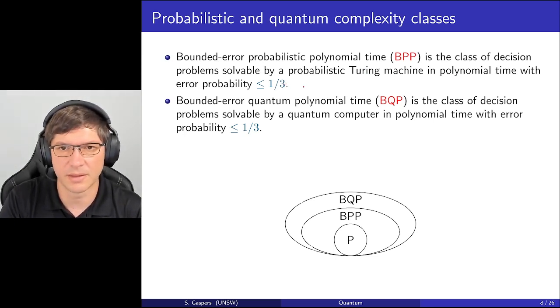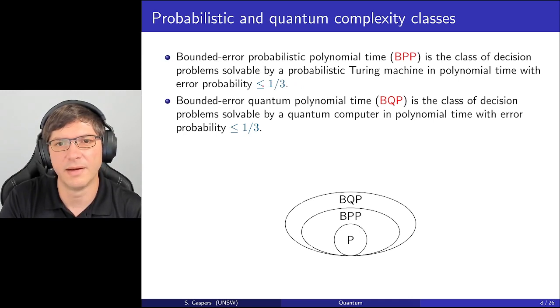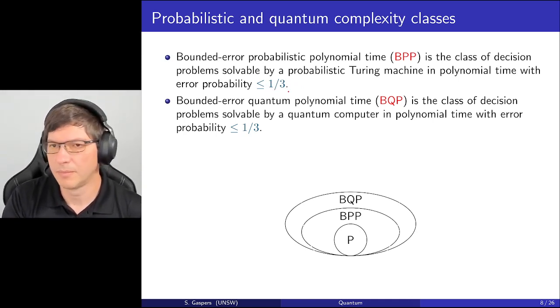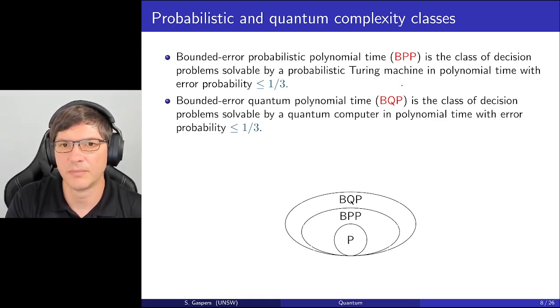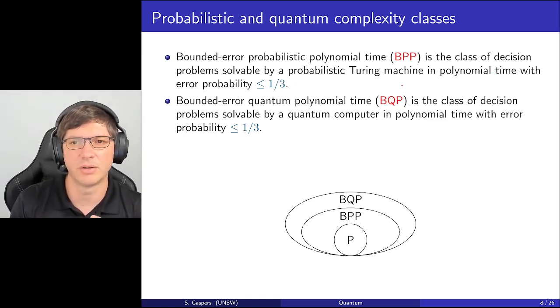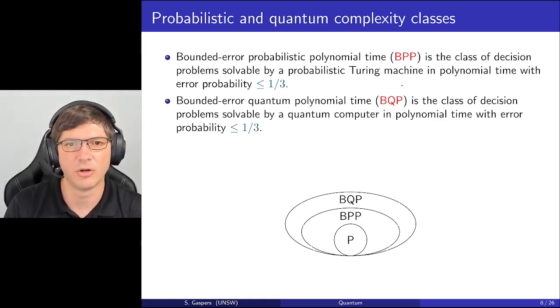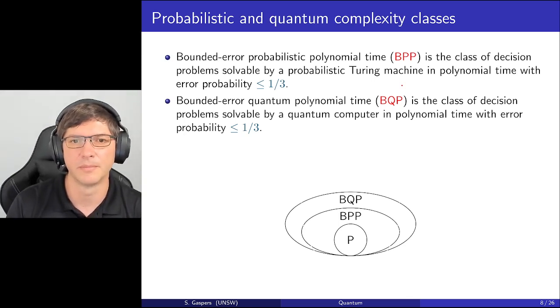The exact number here doesn't matter. The important thing is that it's less than 1/2. So we allow two-sided error. As soon as we bound the error away from 1/2, we can just run the algorithm multiple times to make this error probability arbitrarily small.